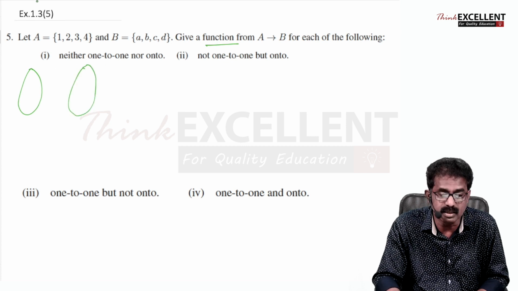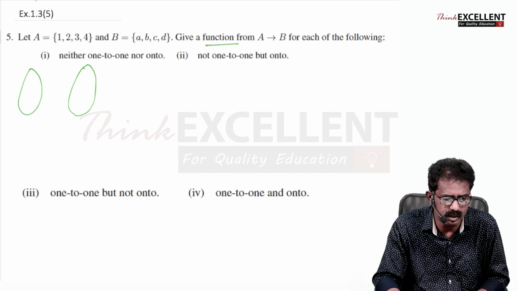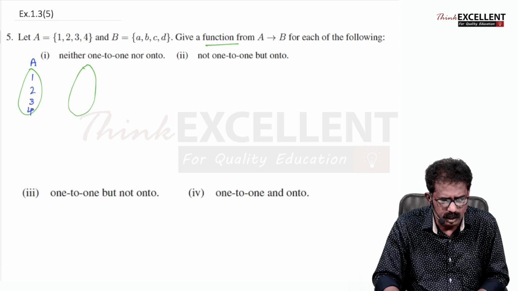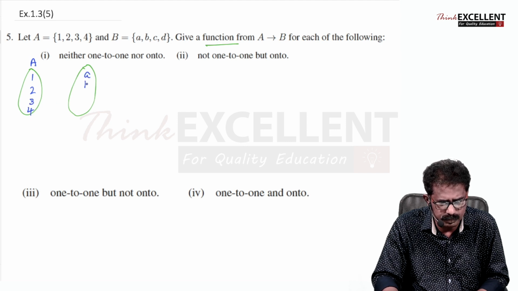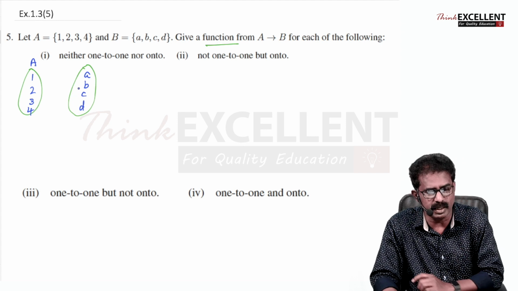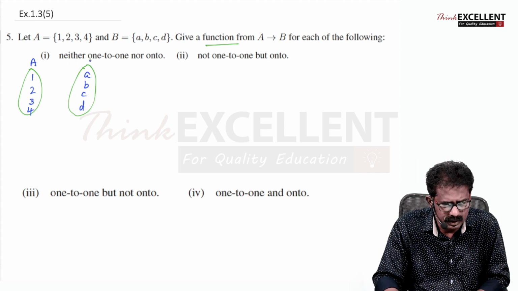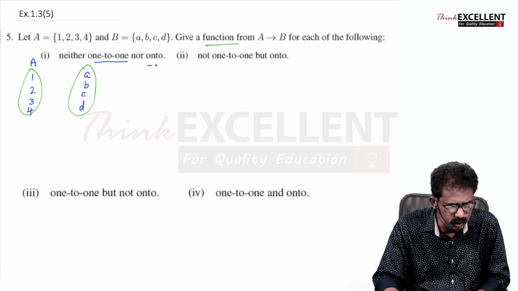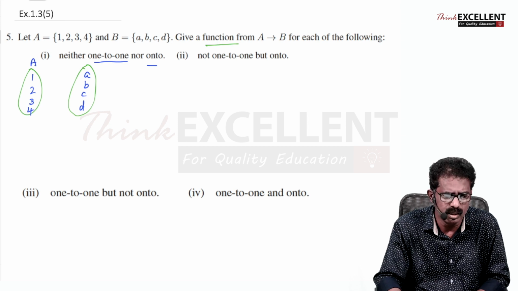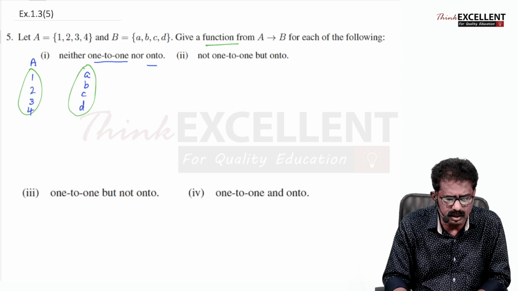But later we write it as a set of ordered pairs. A is a set 1, 2, 3, 4, and B is a, b, c, d. It is a function, so every element must have an image, right? But what they said here is neither one-to-one nor onto. So it is not one-to-one. Not one-to-one means more elements are related to one element, right?